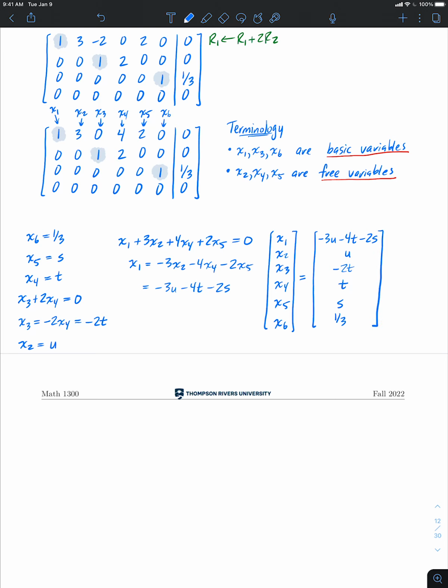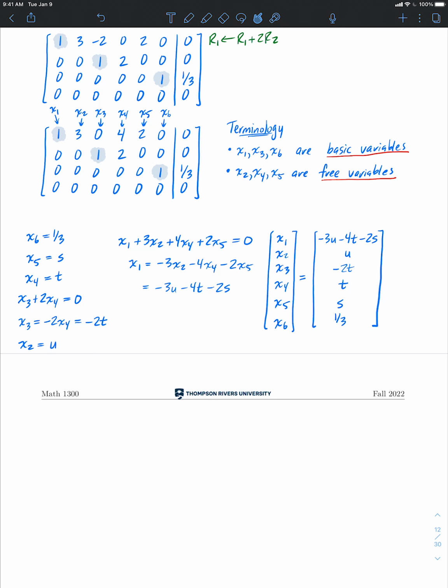So that is our solution in column form, but we're going to add one more comment just to make it clear to the reader, because somebody might read this and think, whoa, what is u, what is t, and what is s? We've never talked about those letters. So you want to be clear that those are not some new variables that have been introduced. They are just placeholders for arbitrary values. Here, they could be anything, right?